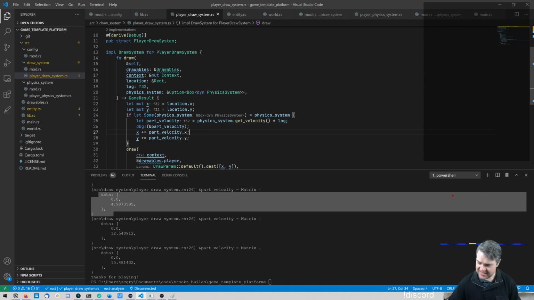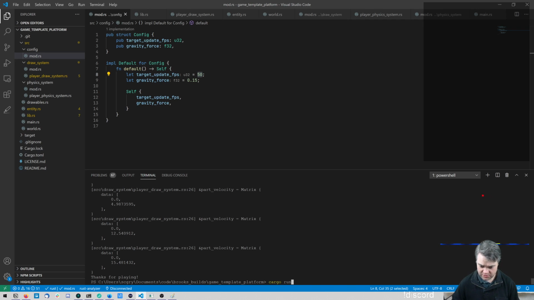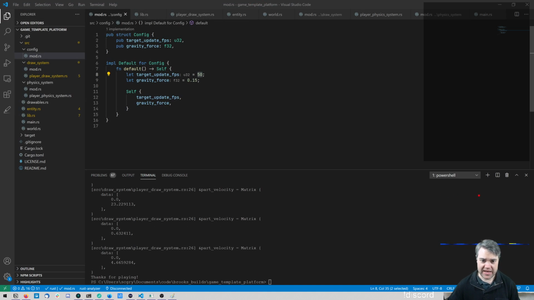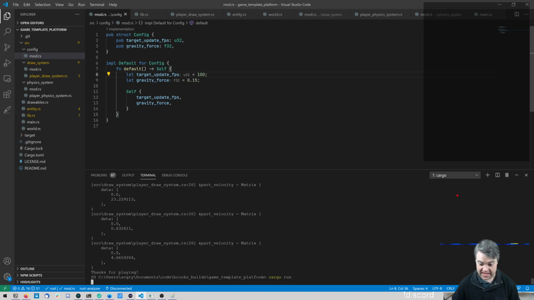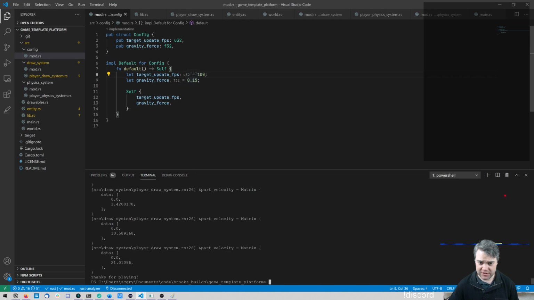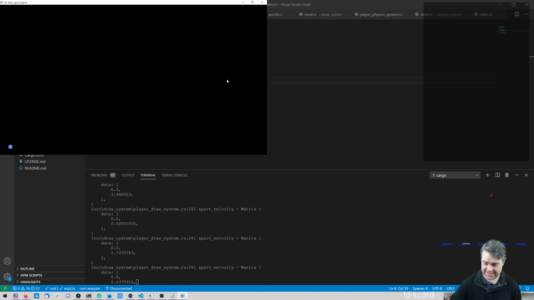Okay, so let's show what this looks like at various different target FPSs here. So we see what it looks like at 50. I'll run this again. Nice and smooth. Now, if I run this at 100, this computer can handle that, so that's not going to be a problem. Now, by 100, our gravity force gets screwed up, so we have to compensate for that in order to actually be able to watch this. So nice and smooth movement.